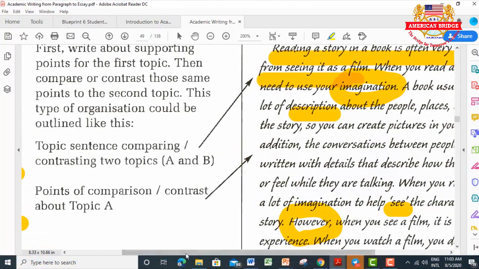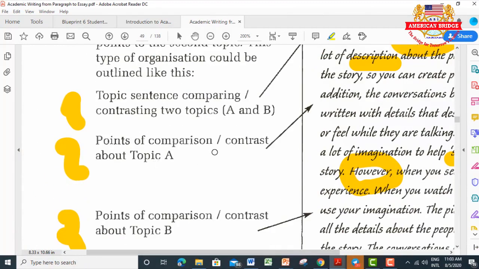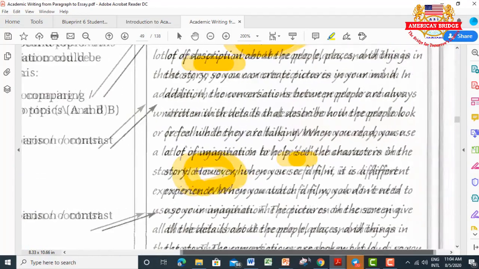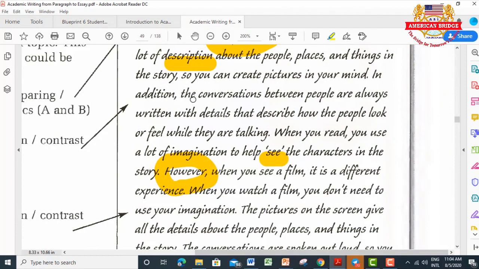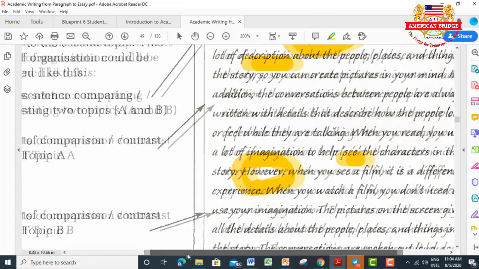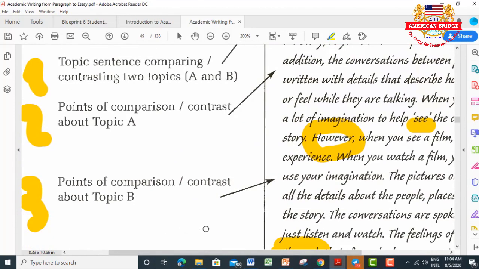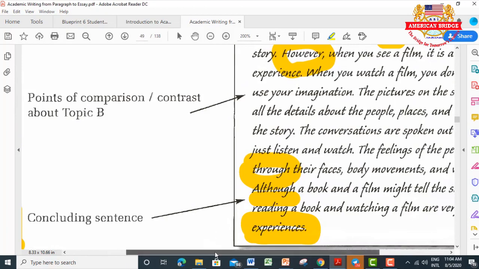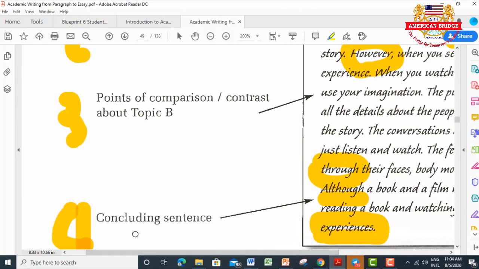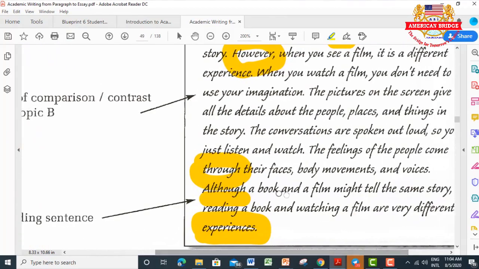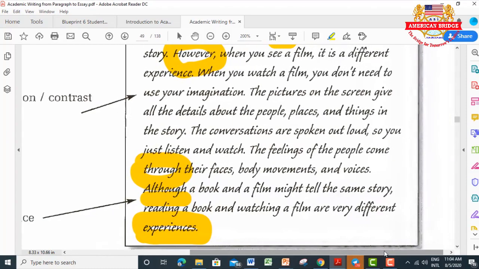And number 2 shows you the point of comparison, a paragraph about topic A. So what can you see here? "In addition, the conversation," so it adds meaning here, okay. And when you see the point of comparison and contrast about topic B, you can start from here, like from "however." And at the end, they give you the concluding sentence. So they compare again between a book and a film, but they give you a very short detail, meaning that they just sum up all they have explained above. They just want to explain to you about a very different experience.